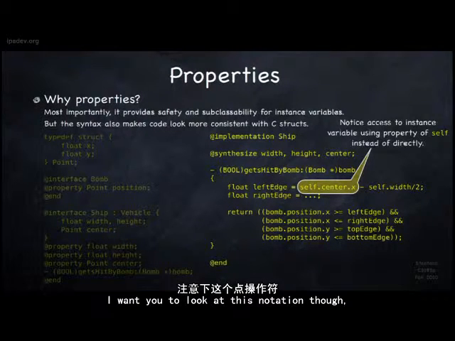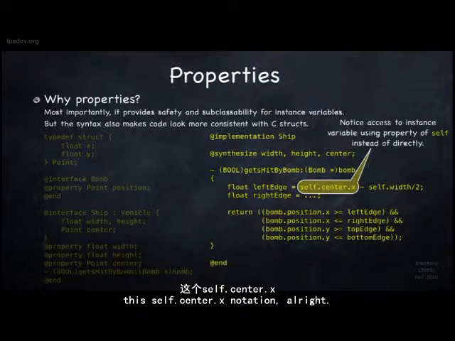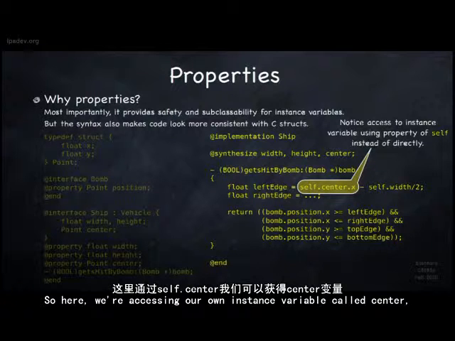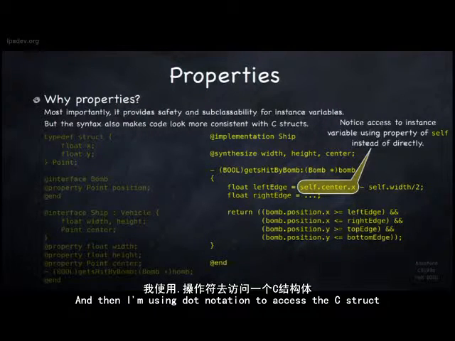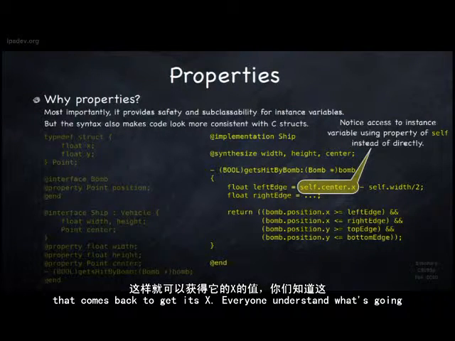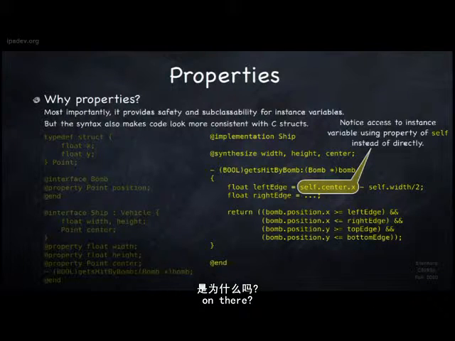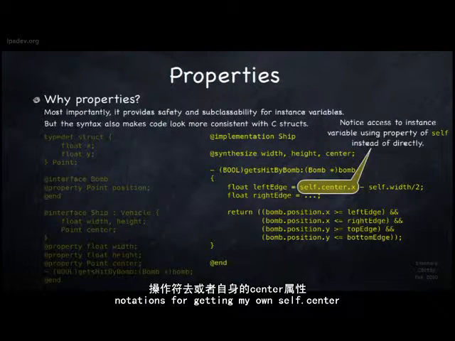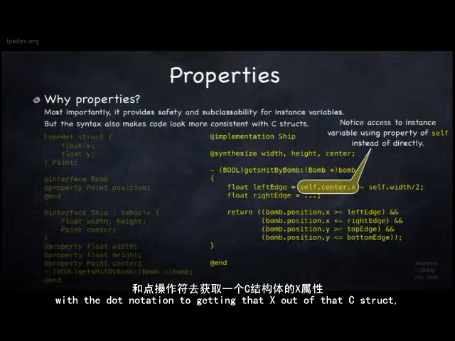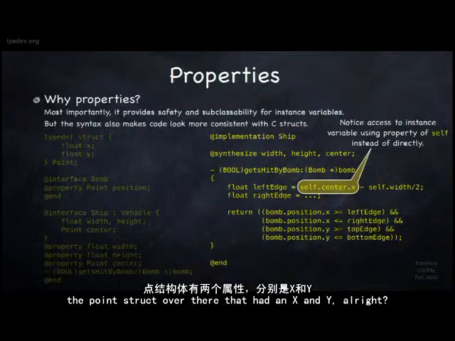That's not the key. I want you to look at this notation, though, this self.center.x notation. All right? So here we're accessing our own instance variable called center by calling self.center through a dot notation property. And then I'm using dot notation to access the C struct that comes back to get its x. Everyone understand what's going on there? So you can see in one little term, I've mixed both dot notation for getting my own self.center with the dot notation for getting that x out of that C struct, the point struct over there that had an x and a y. All right?